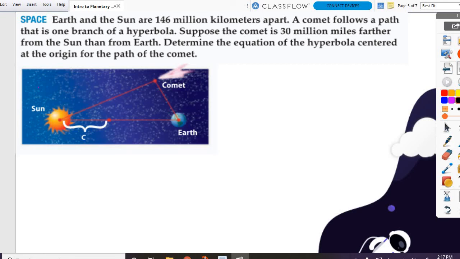And so they give us a picture. I'm not a huge fan of this picture because they draw us a triangle instead of a hyperbola. But my comet is going to get really, really close to our Earth and basically slingshot. It's going to be a little bit hard to draw, but slingshot back around.